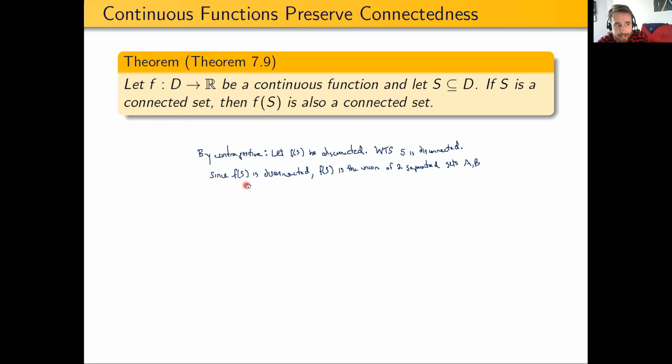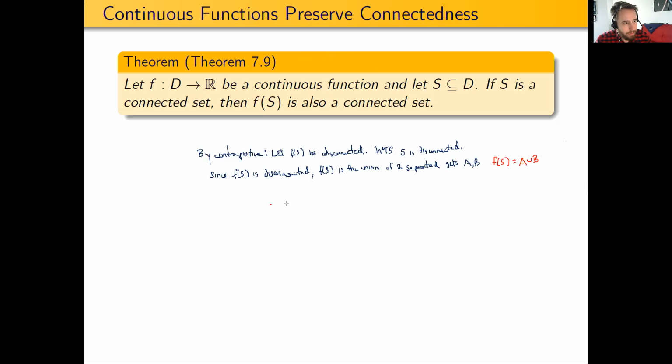Because it's disconnected, that means this image set can be written as the union of two separated sets, A and B. What I really mean by that is that this image set f of S is equal to A union B.